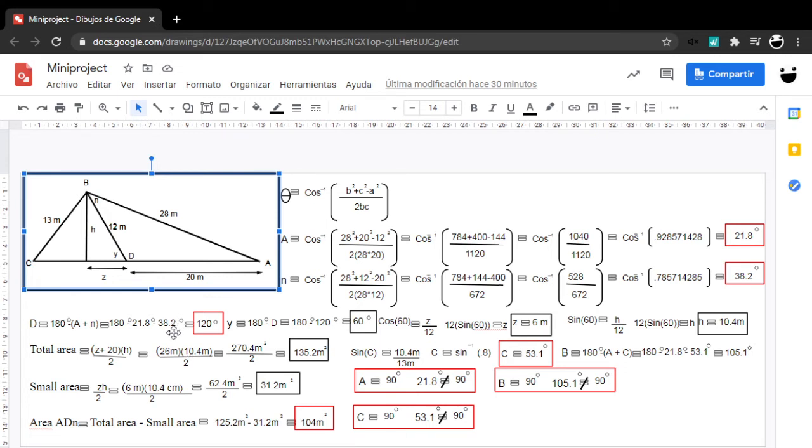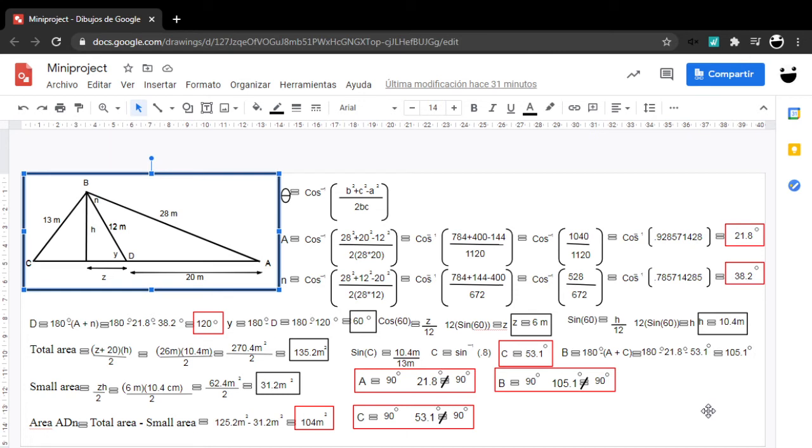Then I will find the area of ADN, but for this first I will find C and H. For this, first I will find Y that is equal to 180 minus 120, and that's equal to 60. Then C is equal to 12 times cosine of 60, and that's equal to 6 meters. After that we find H is equal to 12 times sine of 60, and that is equal to 10.4.